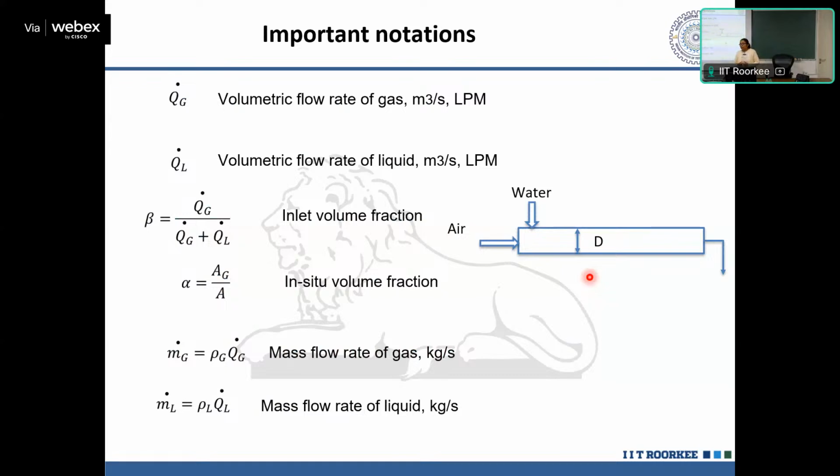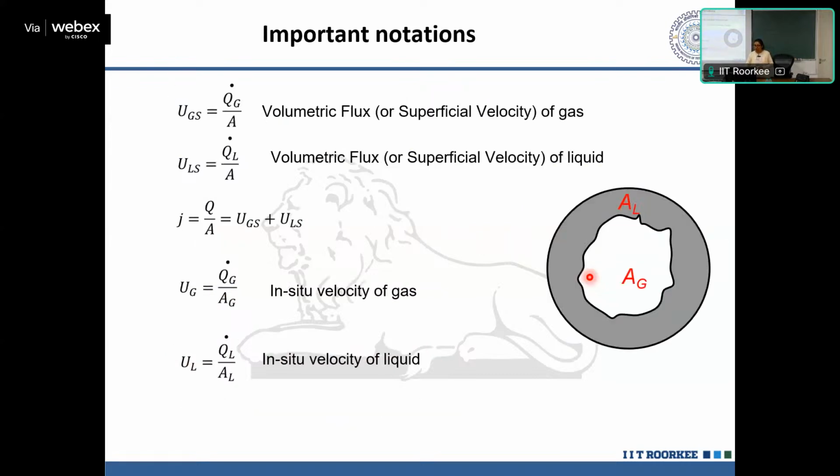Now, the last question asked to you in the tutorial is to draw a flow pattern map in terms of superficial velocity. So what is the superficial velocity? You can calculate it once you know the flow rate and the pipe diameter, by just dividing. This is the gas volumetric flux or superficial velocity. For the liquid, it is the liquid volumetric flow rate divided by the entire cross-sectional area. This is called the superficial velocity of the liquid. When you sum them up, this is the mixture velocity.